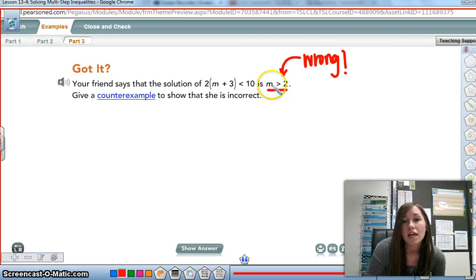So she's claiming that m must be greater than 2. Can you think of a number greater than 2 that doesn't work? Because if we can find a number greater than 2 that doesn't work, then her statement is incorrect. She can't claim that the number is greater than 2 if some of those numbers don't work. So pause the video and see if you can come up with a counter example.